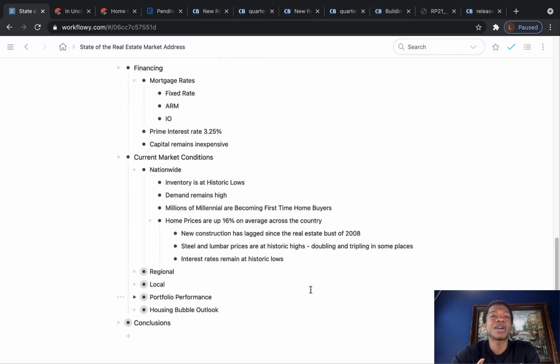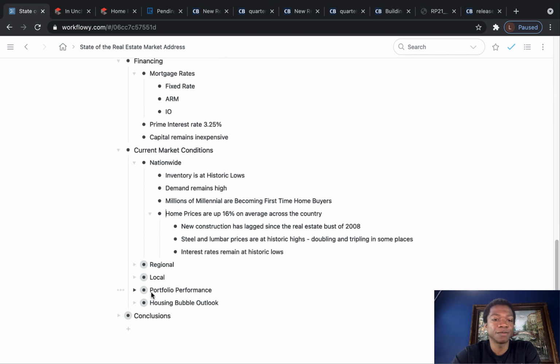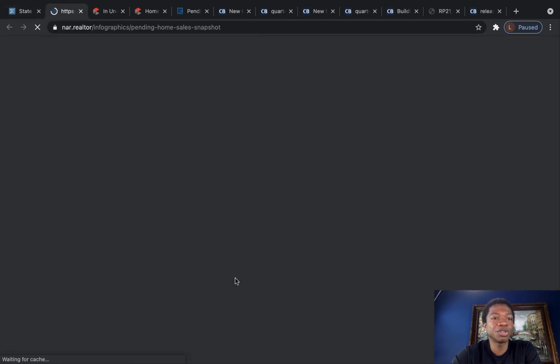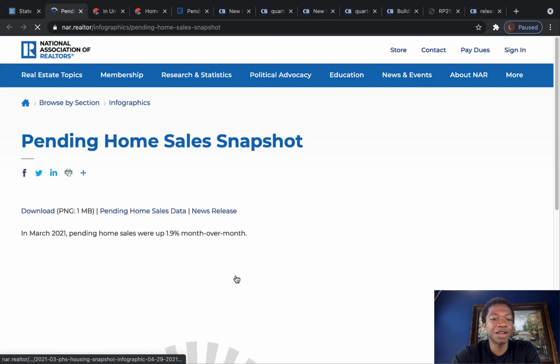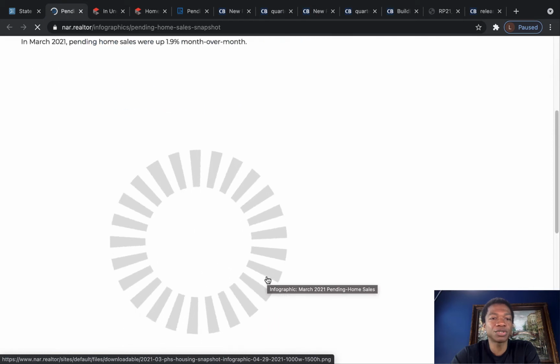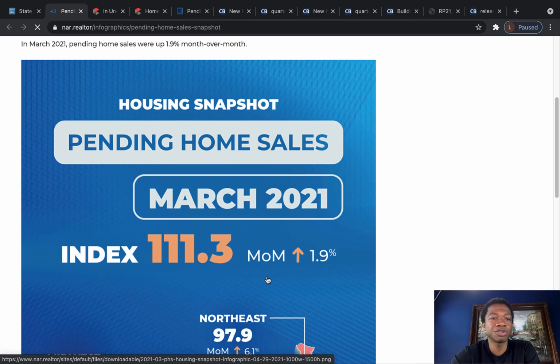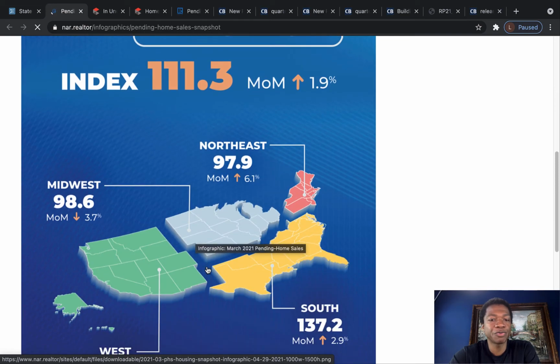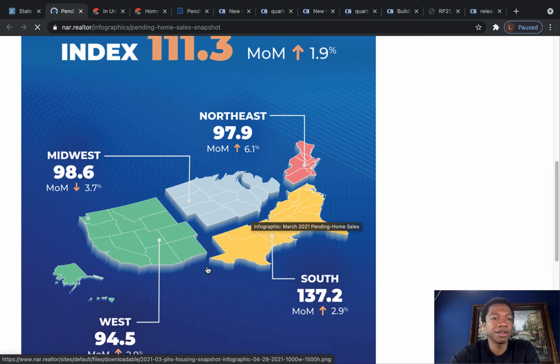Steel and lumber prices are at historic highs, doubling and even tripling in some places, but interest rates remain at historic lows. And so if we take a look at things on a regional level, again, we looked at this earlier, but we can see by region how things look with the National Association of Realtors in terms of the pending home sales. You can see by region how that looks.